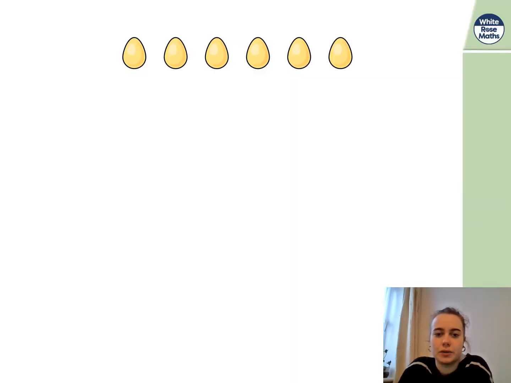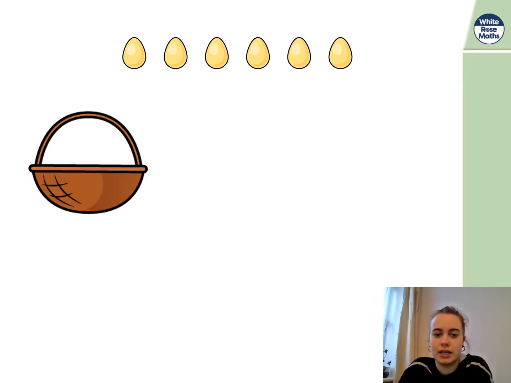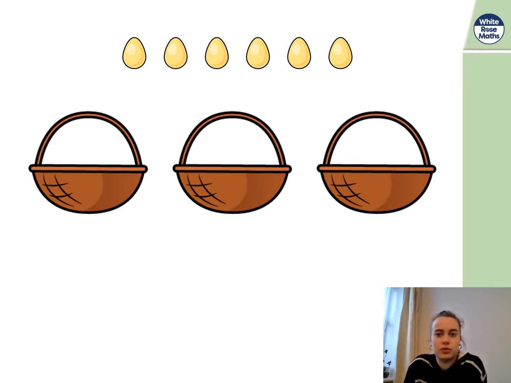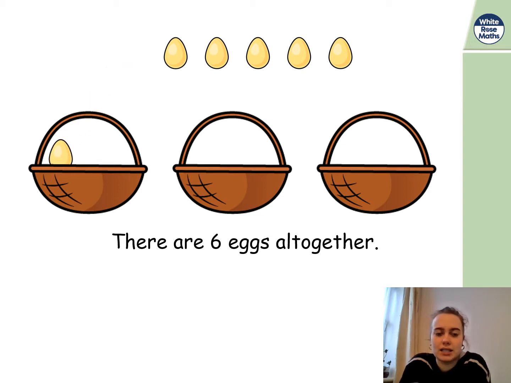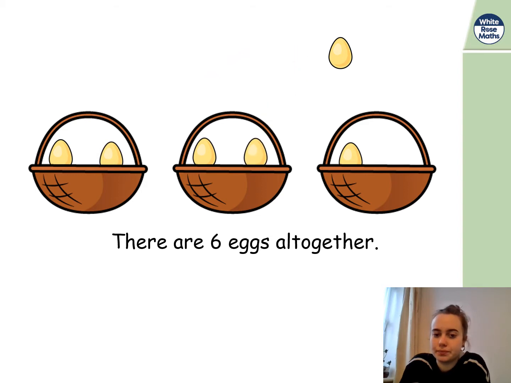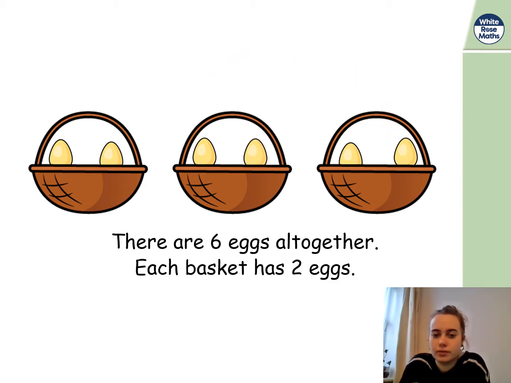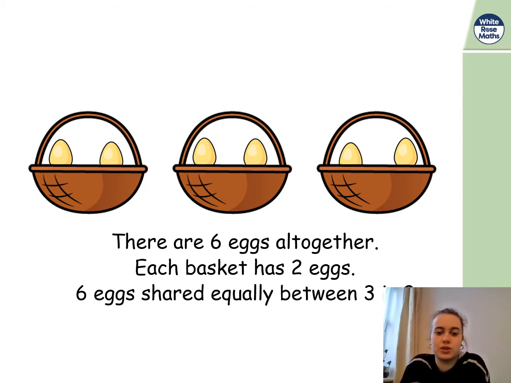3. So we are going to start by sharing these out. Now, we have discussed this in class before. How can we make sure that we share something out equally? We need to make sure we do this one at a time. So I'm going to move one egg at a time into the baskets until they are all gone. So each basket now has 2 eggs. So we had 6 eggs, shared them equally between 3 baskets. So 6 eggs shared between 3 baskets.